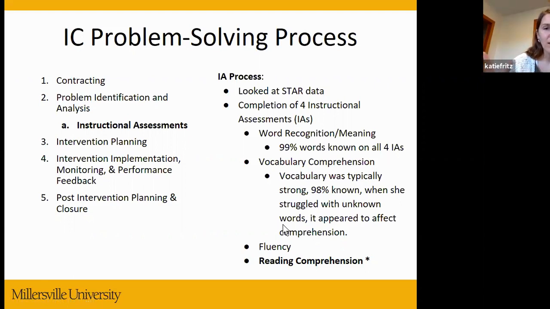So we were trying to take the data from our IA and the STAR data and really look at it all together to see what was really going to give us the biggest result and what was going to be best for this kid. And we decided that reading comprehension was what we wanted to work on.